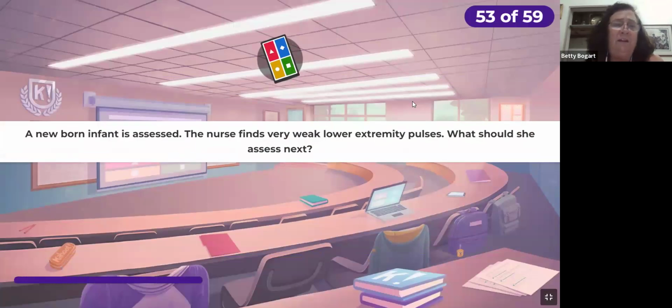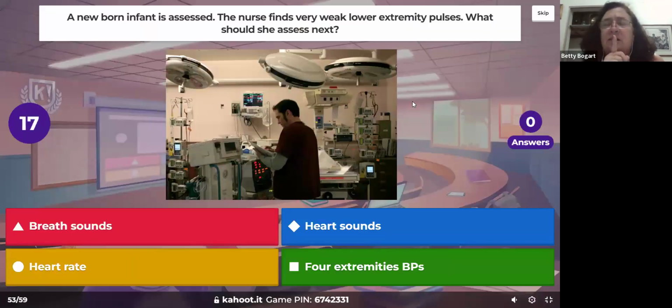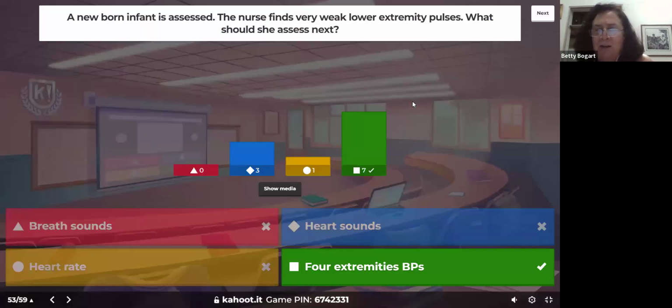A newborn infant is assessed and you find very weak lower extremities. What should the nurse do next? What do you think she is suspecting? And how did I tell you that you could diagnose that? Very weak lower extremities. It's probably a coarctation of the aorta, right? So what are you going to do? Let's check the upper and lower blood pressures. If the lower extremities are lower and the upper extremities are higher, with low pulses, that's coarctation.